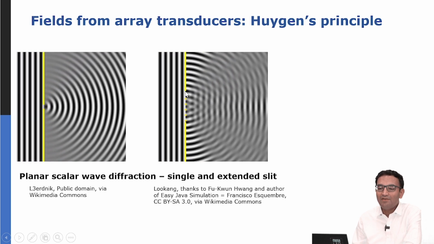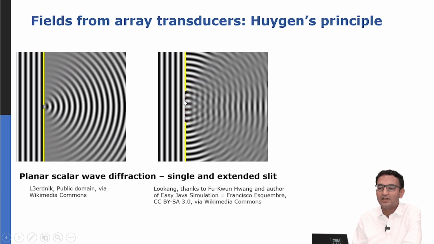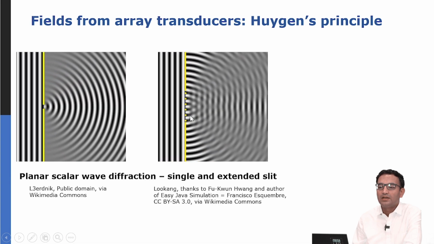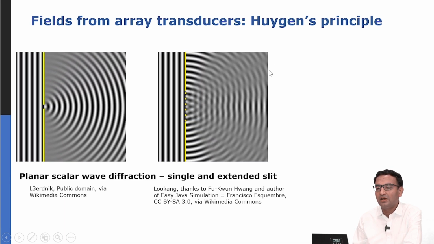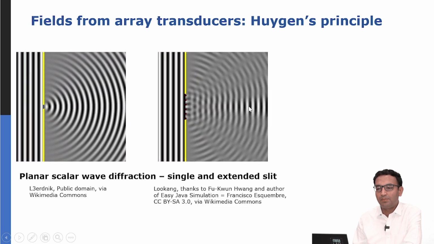Now, if we have an extended slit, which you can think of as being composed of a large number of transducers denoted by these yellow dots here, then the signal will be caused by the interference of these waves, and we get a pattern here which can be approximated as a plane wave.